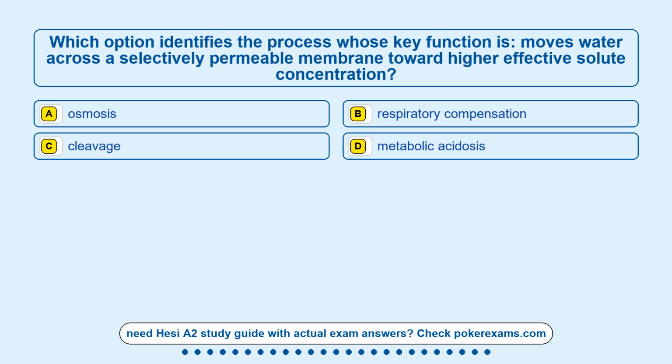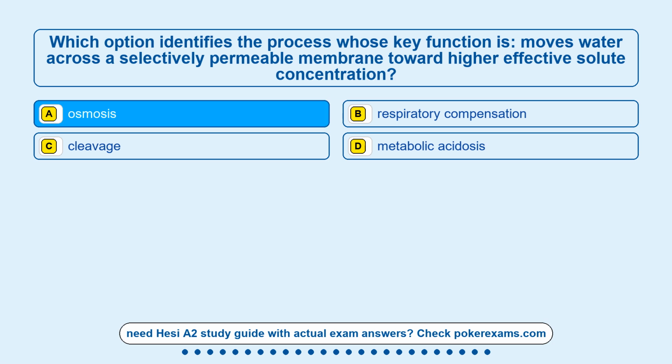Question 23. Which option identifies the process whose key function is, moves water across a selectively permeable membrane toward higher effective solute concentration? Option A, osmosis. Option B, respiratory compensation. Option C, cleavage. Option D, metabolic acidosis.